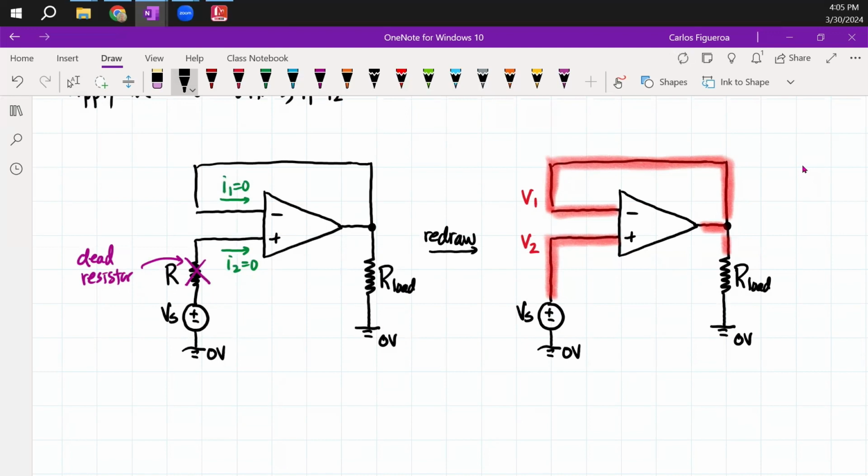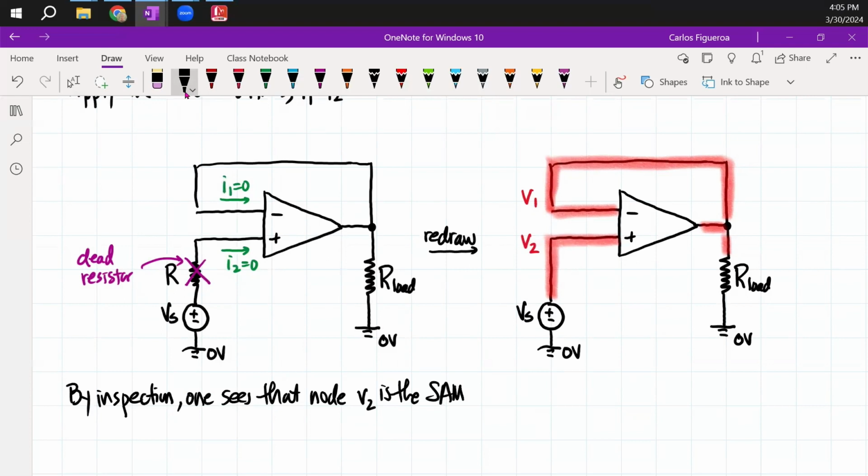This is my circuit. So immediately what we're seeing here is that if I look at the ideal model again, the first thing here is that by inspection, one sees that node V2 is the same as V source.